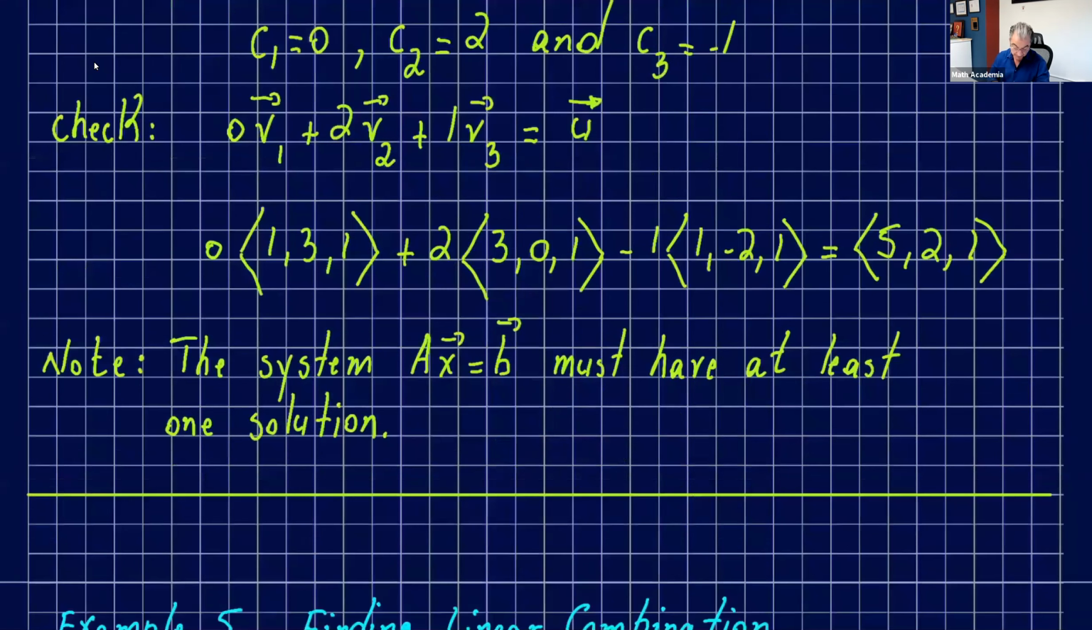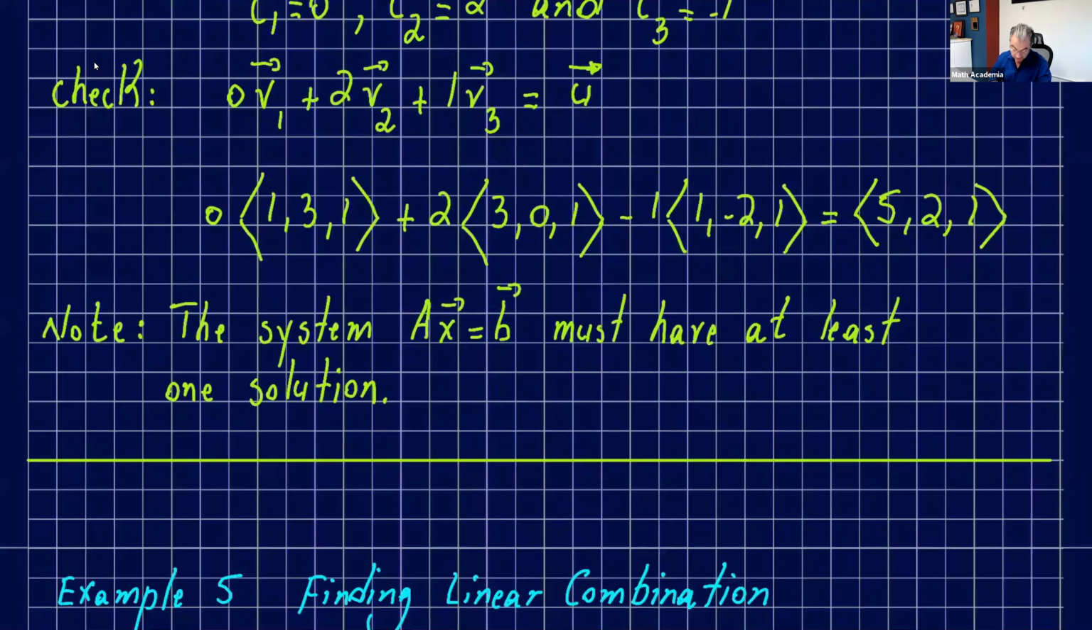Now I put a note for you here. When you write that system AX equals b, we must have at least one solution. If the system does not have a solution, then the answer will be no. You can't write U as a linear combination of V1, V2, and V3.